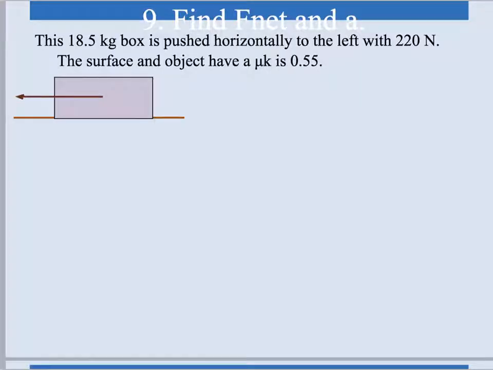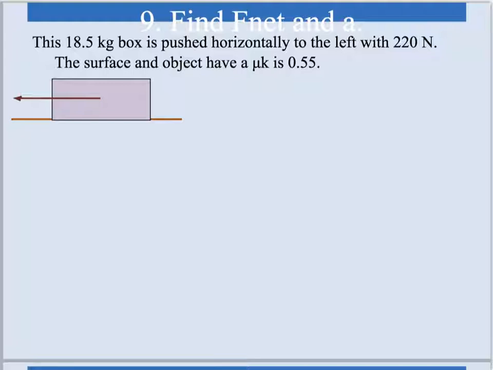All right, find the net force and the acceleration. So let's go ahead and complete our free body diagram here. We have an 18.5 kilogram box pushed horizontally to the left with 220 newtons. So it's being pushed to the left.